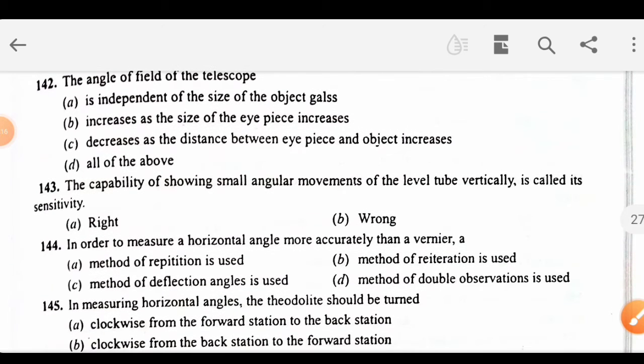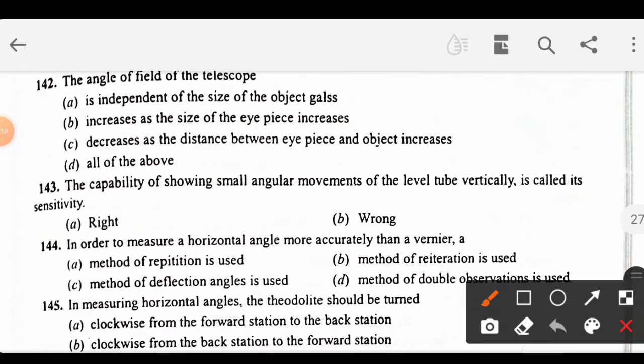142 नंबर क्वेश्चन देखो, the angle of field of the telescope is independent of the size of the object glass. Yes, it is correct. Increases as the size of the eyepiece increases. Yes, it is correct. Decreases as the distance between eyes and object increases. Yes, यहाँ पे correct answer D, all of the above.